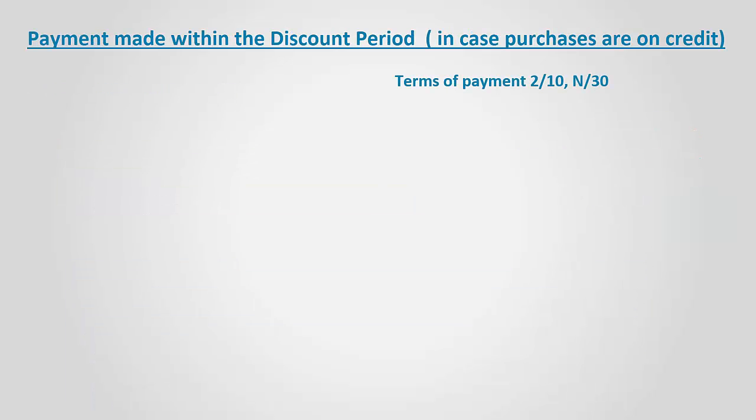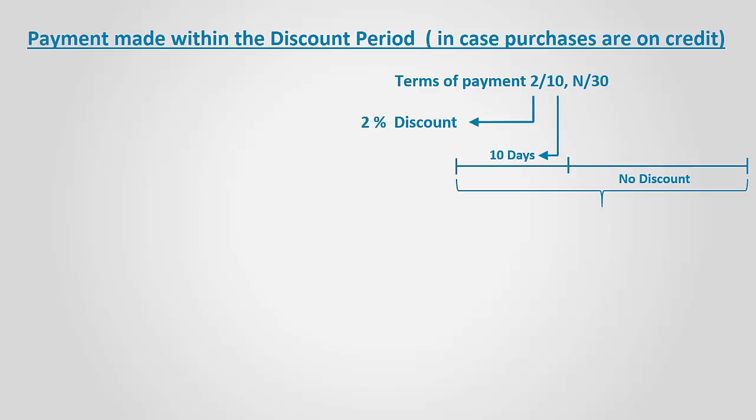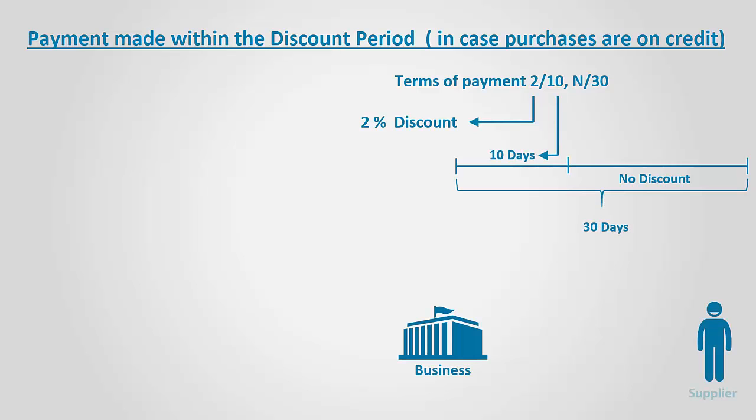So what does 2/10 net 30 mean? It means that the business could take a 2% discount if it paid within 10 days, otherwise it would pay the whole amount in 30 days.